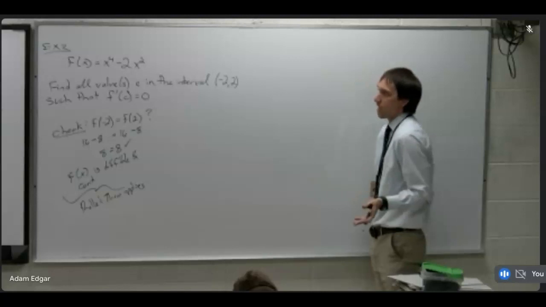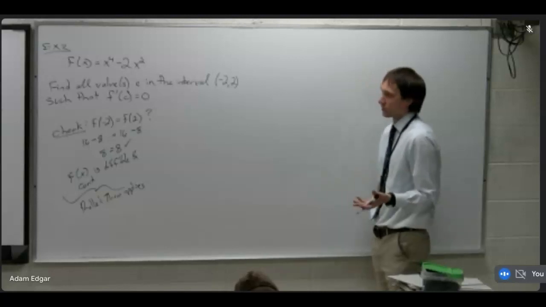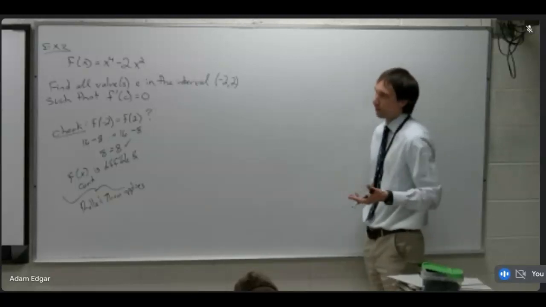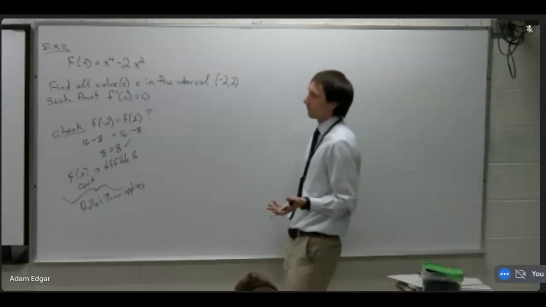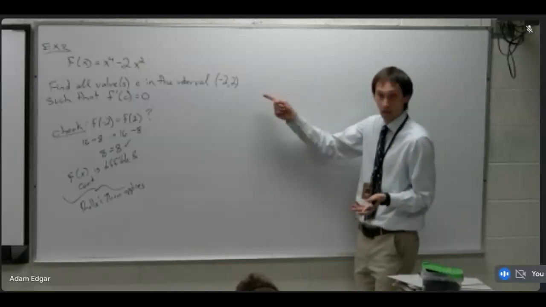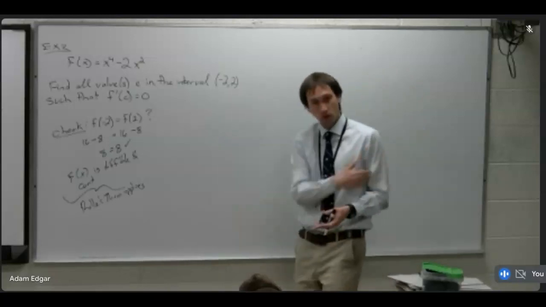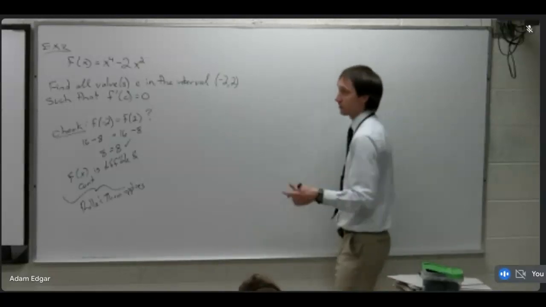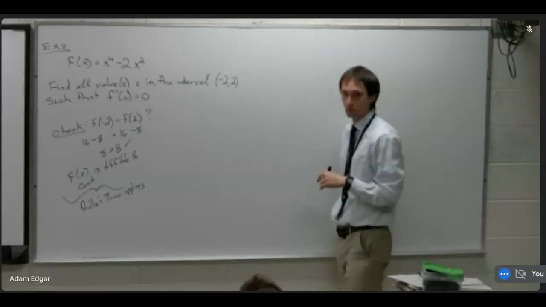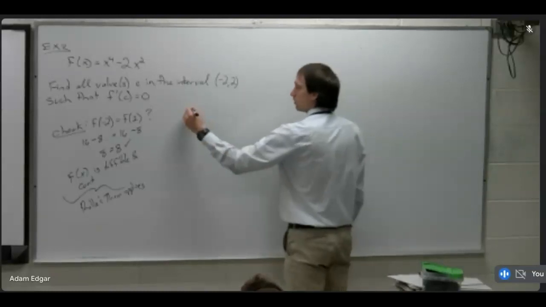Then you get the derivative, set it equal to 0, and see where the function's derivative equals 0 in the interval. Now you might find a value for c that's not in the interval. You just throw that away. We don't care about those c's. We only care about c's in the interval between -2 and 2. So go ahead and get your derivative.